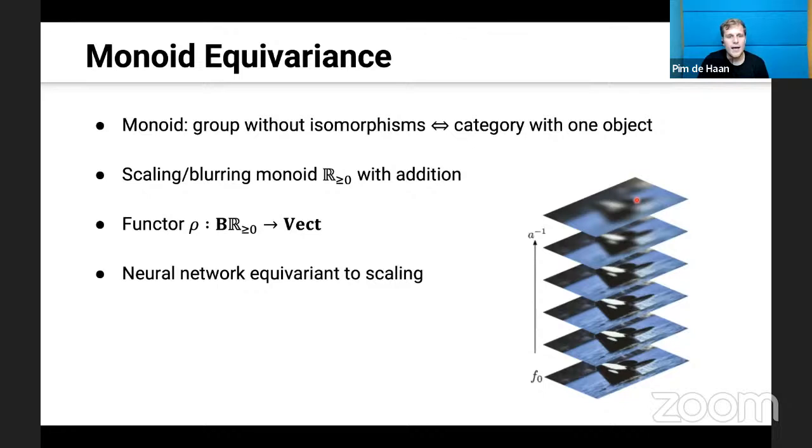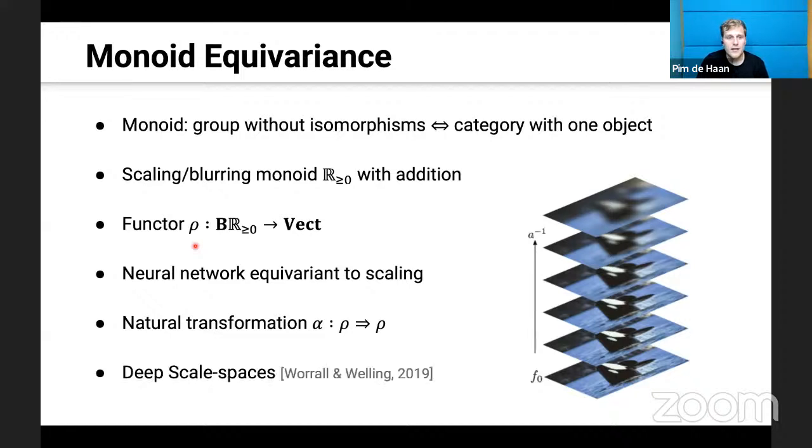And by making natural transformations between such functors, you can build neural networks that are equivariant to scaling. And this is done by Worrall and Welling in a paper called Deep Scale Spaces. And I think it's one of the first examples of equivariance to something other than a group in geometric deep learning. And in this framework, we can very nicely just think of it as a natural transformation between categories that don't represent groups, but monoids.